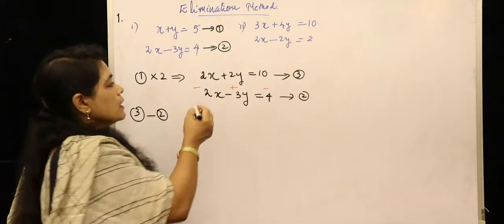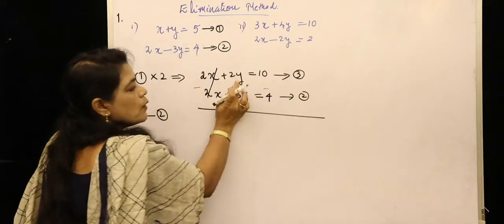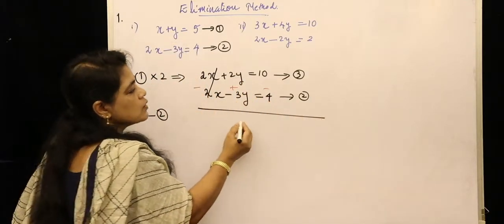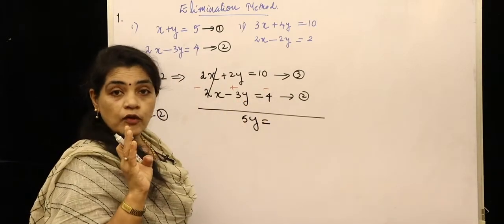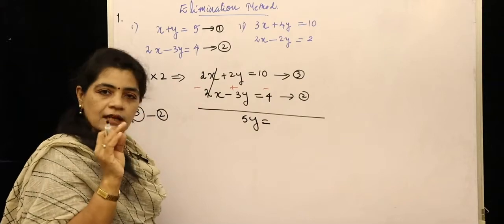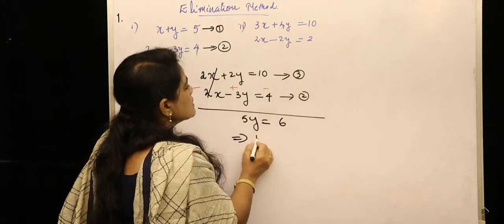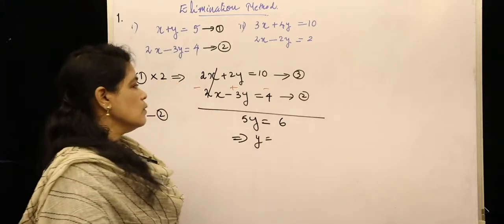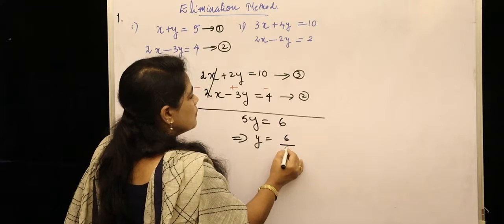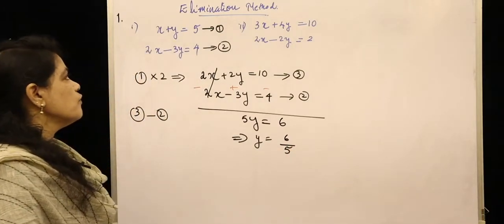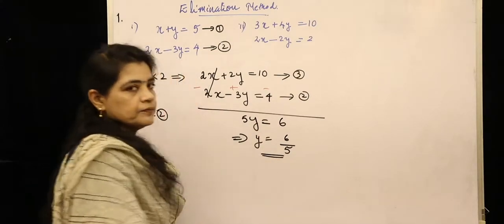Add means get cancelled. So 2y now becomes plus 3y. So 5y is equal to, the new sign is minus 4, the constant in the RHS. So 10 minus 4 is 6. Implies y is equal to, see children, 6 by 5. 6 by 5. So this is the value of y.